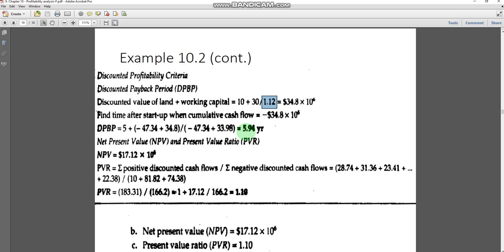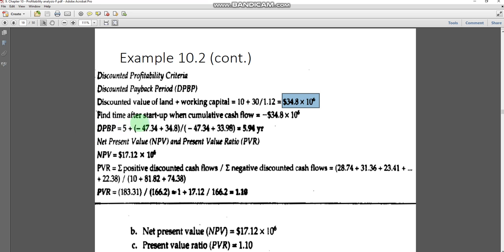The working capital you invest at the end of the second year, right? So the value for n will be 2, and you have to do 30 divided by (1 plus 0.1) to the power 2 to get the new value. The new value in terms of number will be equal to 1.21. This is a typo here, so you should replace it with 1.21, and the discounted value of land and working capital will be equal to $34.8 million.